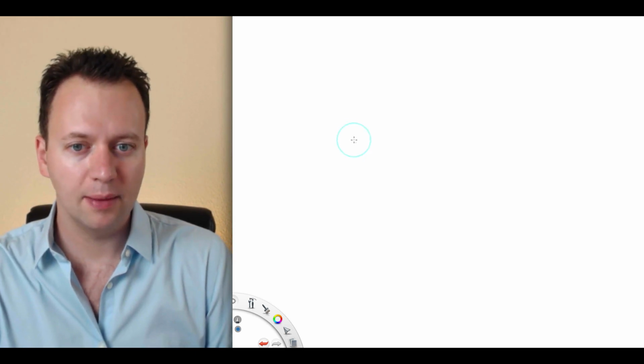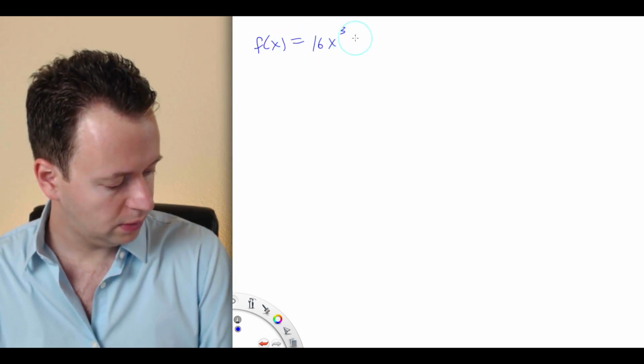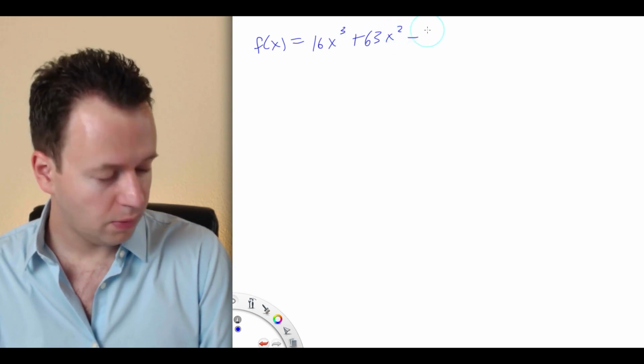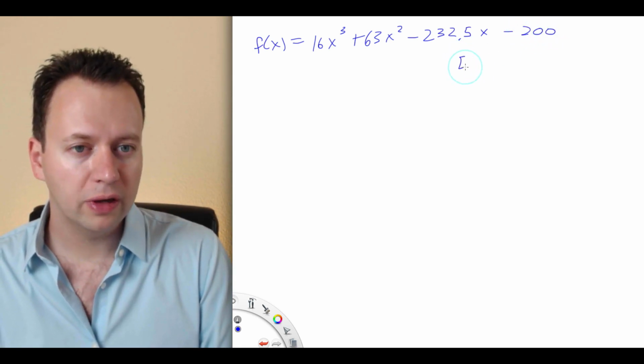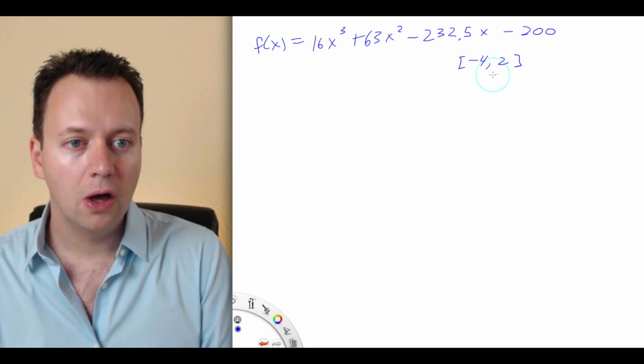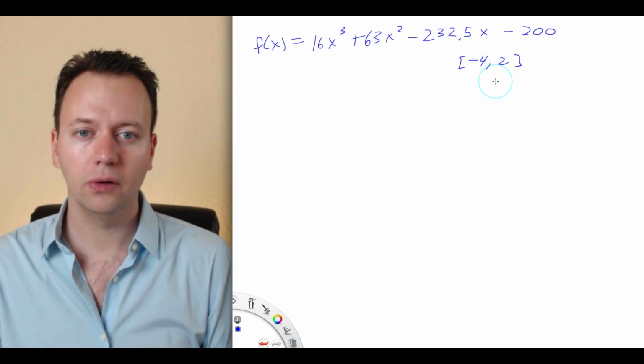So now that we have all of our technical theory built up, let's actually apply this to an actual example. This is an example that will figure out where the critical points, or where the maximum and minimum values are, without actually even knowing what the function looks like. Suppose we want to find the maximum and minimum values of the function f of x is equal to 16x cubed plus 63x squared minus 232.5x minus 200. And then we're looking for the maximum and minimum values on the closed interval from -4 to 2. So x is only defined on this closed interval.